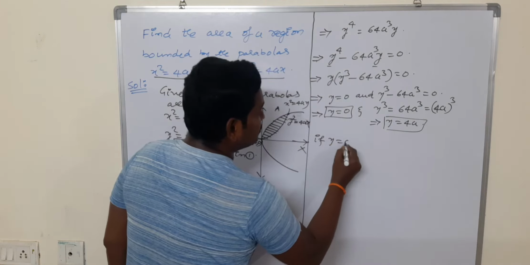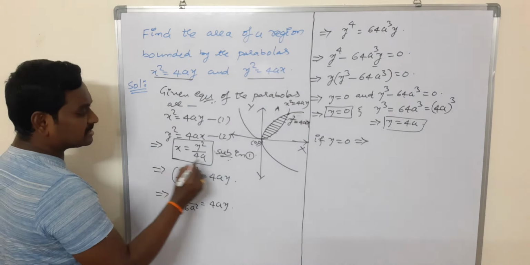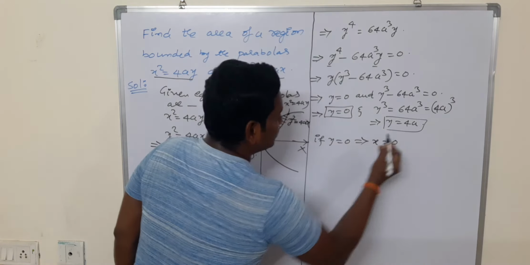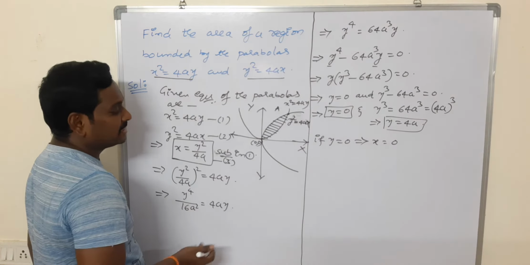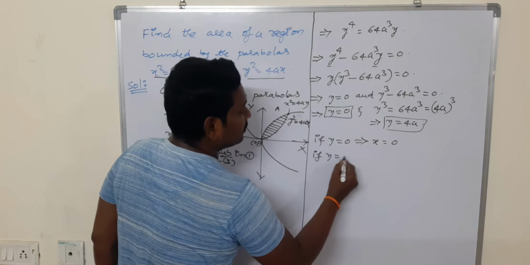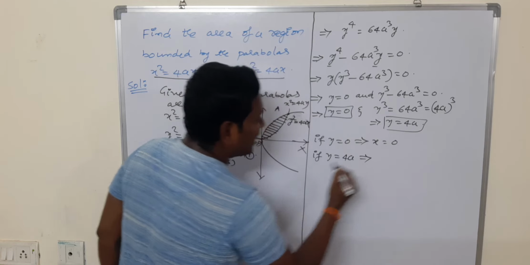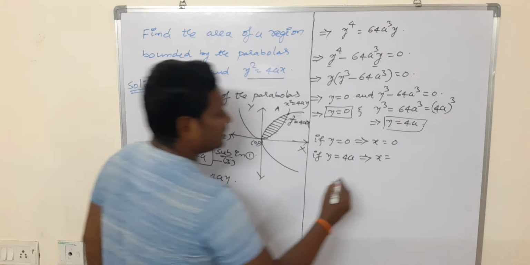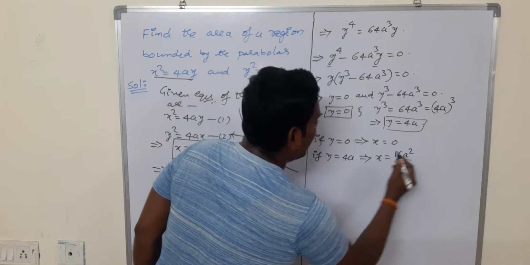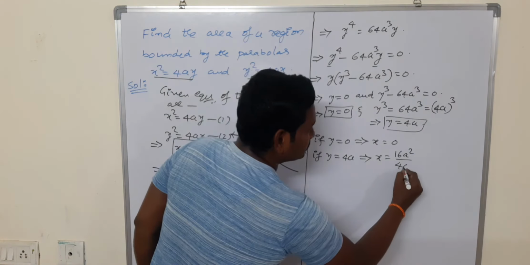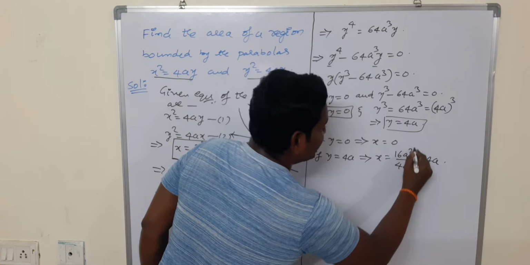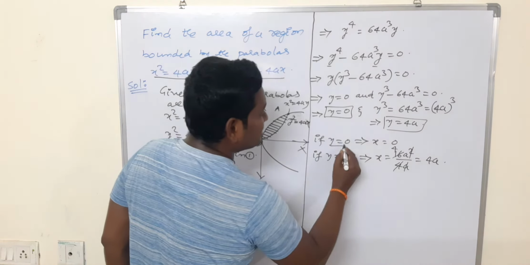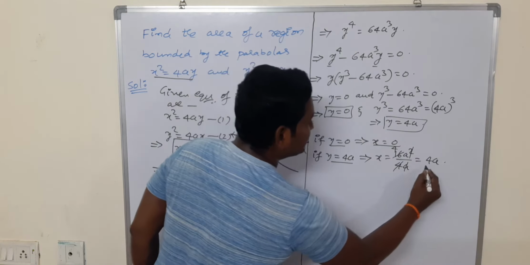If y is equal to 0, find the x value by using equation number 3. What is the x value? 0 by 4a, which is 0. If y is equal to 4a, which is the second value of y, then what happens? x is equal to, replace y by 4a here. You will get 4a whole square, 16a square by 4a, which is 4a. One a gets cancelled, 4 times. So we observe that if y is equal to 0, then x is equal to 0. If y is equal to 4a, then x is equal to 4a.